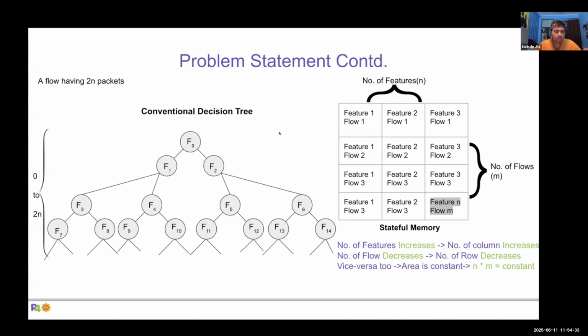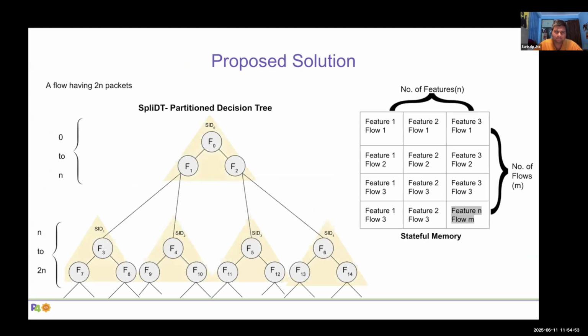Although they have maintained the line rate, to tackle the same issue of having high efficacy of the inference while also maintaining a high amount of flows, we propose a solution called split decision tree, also called partition decision tree.